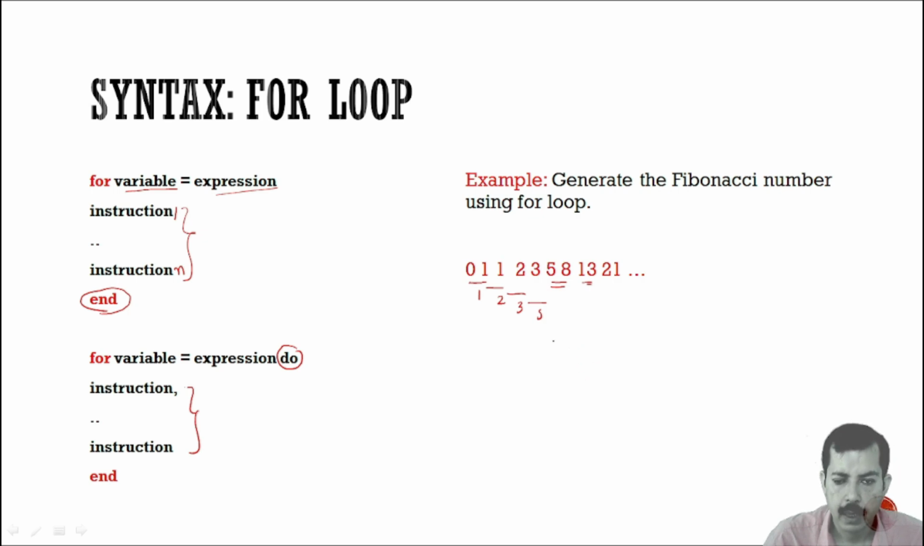That means the Fibonacci number at the nth place can be found as the sum of the previous two numbers. And I'm using FIB here, and it is iterative.